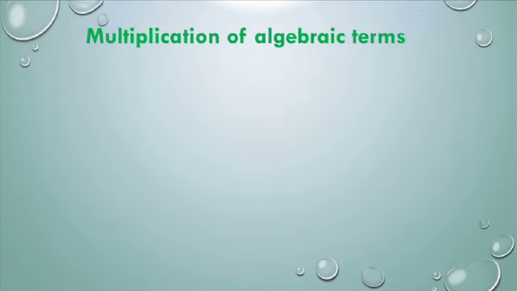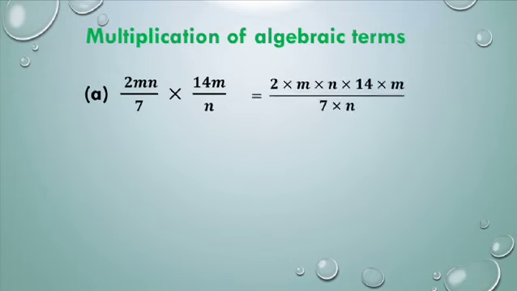We now move on to multiplication of algebraic terms. So part A, 2mn over 7 times 14m over n. So we're going to write it in expanded form. 2 times m times n times 14 times m over 7 times n. Simplifying, we can see that n will cancel with n, 7 will cancel with 14, giving us 2.